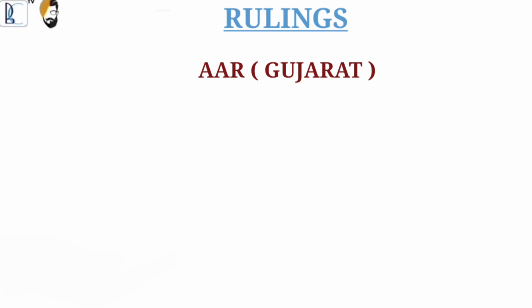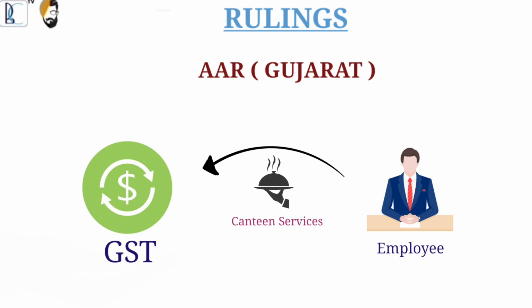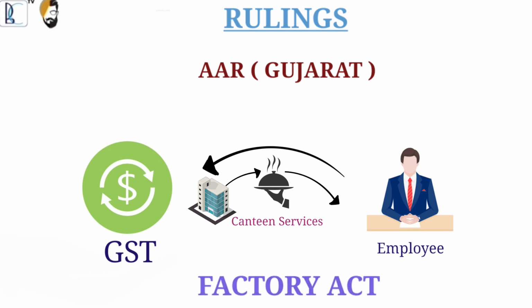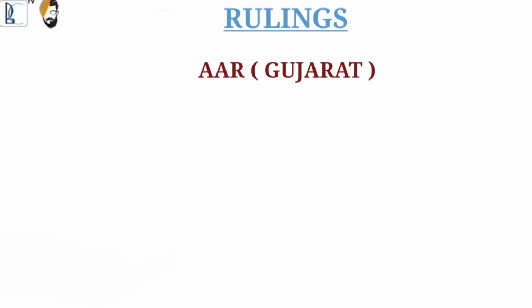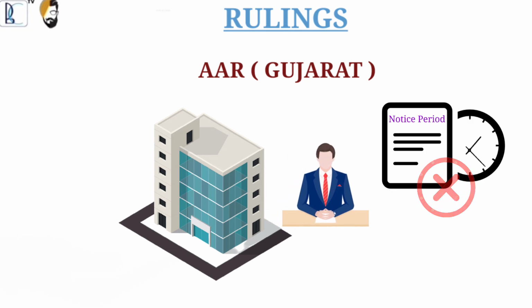Rulings are: Gujarat held that GST would be levied on recovery of amount from employee on account of third-party canteen services provided by a company to their employees, which is obligatory under Factory Act. Gujarat also held that an employee exiting company without completing their notice period would be liable to pay 18% GST on the recovery of the pay.